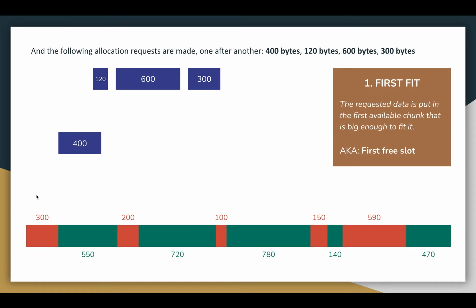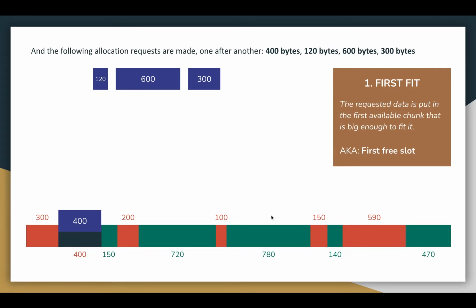Okay, we begin our search from this point. And we start searching and we find this first 550 free. It's the first one? Yes, it's the first one. Can it fit our block? Yes, it can fit our block. So we put it here. Now we have 150 bytes free here, 720, and next you can see the rest.